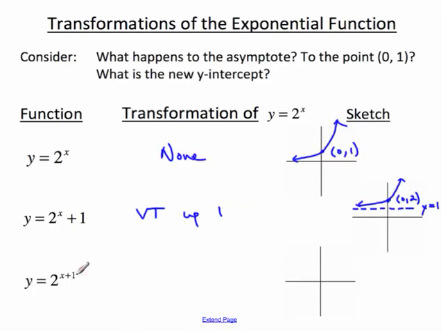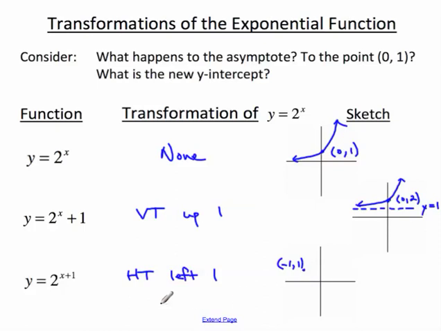Now, what if we replace the x in the exponent with x plus 1? Well, we know that that is going to give us a horizontal translation to the left by 1. Now that's not going to change the asymptote. The asymptote is going to remain at y equals 0, but the point 0, 1 is going to move over and now become the point negative 1, 1. So it's no longer the y-intercept.